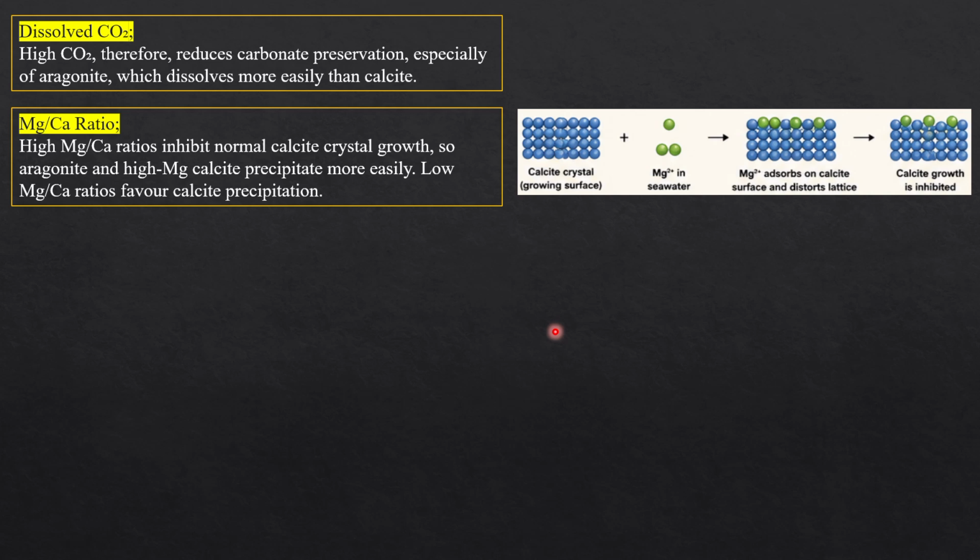The magnesium calcium ratio also matters. For example, a high magnesium calcium ratio inhibits calcite crystal growth, so aragonite and high magnesium calcite precipitate more easily. A low magnesium calcium ratio favors calcite precipitation, but a high magnesium calcium ratio favors aragonite precipitation.